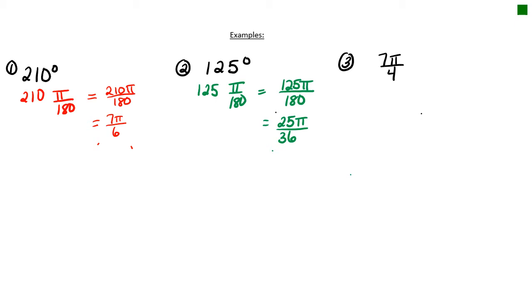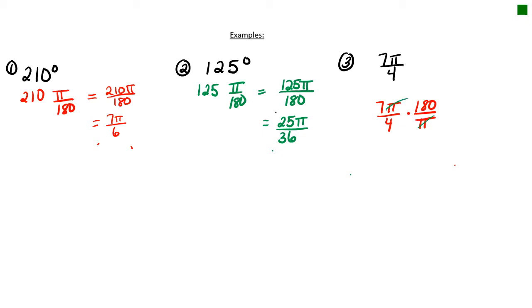So now I'm going to do a problem where I'm going to change radians to degrees. So now I need to multiply by 180 over pi. So my pi's will cancel out.